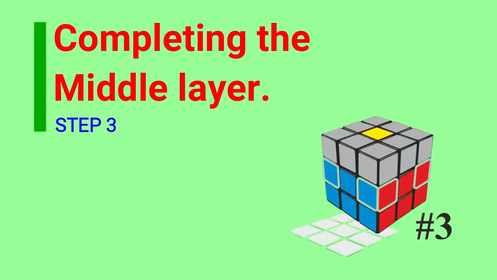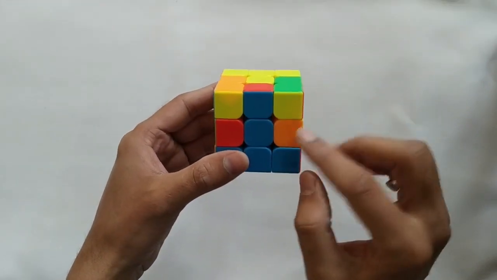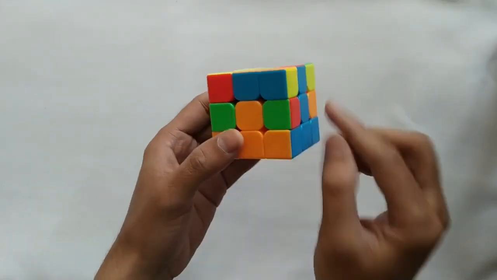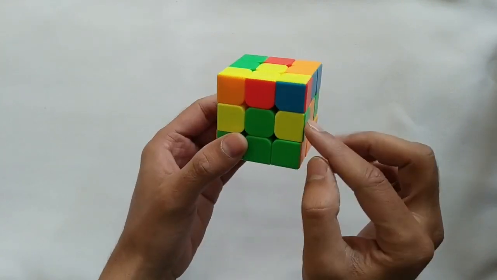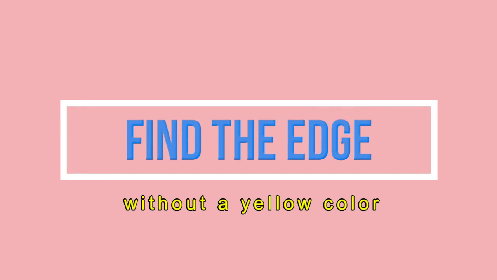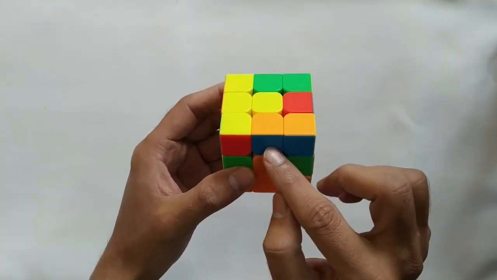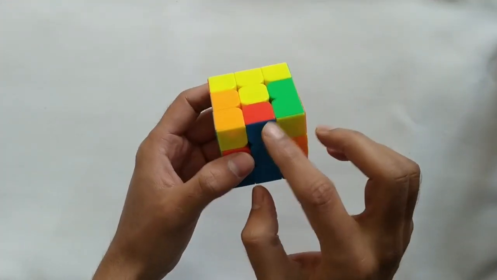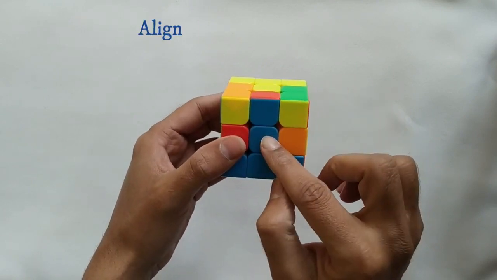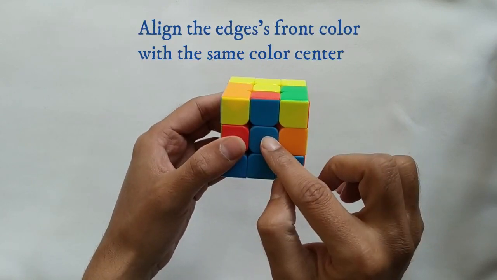Step 3. Completing the middle layer. In this step, the goal is to arrange the edges in the middle layer into their appropriate places and complete the middle layer. Now, find an edge on the top layer without a yellow color. Once you have found the edge, align the front color of the edge with the center of the same color on the front side of the cube.